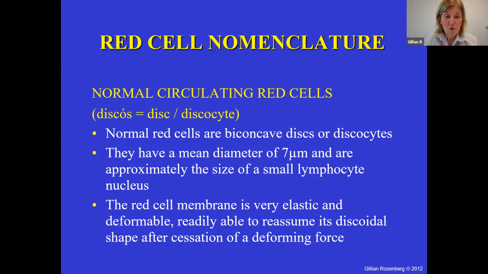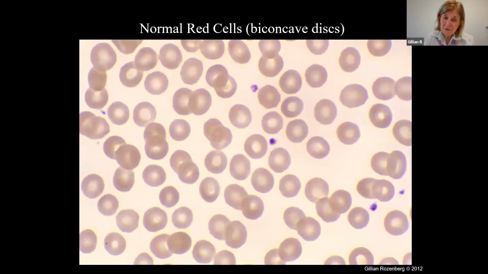So we'll start off with normal red cells. Normal red cells are biconcave discs or discocytes, and they have a mean diameter of 7 microns, and they're approximately the size of a small lymphocyte nucleus. The red cell membrane is very elastic and deformable, readily able to reassume its discoidal shape after cessation of a deforming force. The images that I'm going to show you are all taken under 100 oil immersion, so the magnification is actually 1,000 times. And these were all taken by myself, none of these coming from the internet.